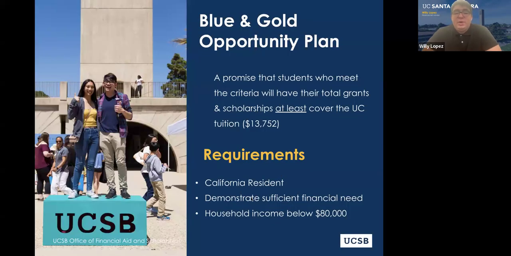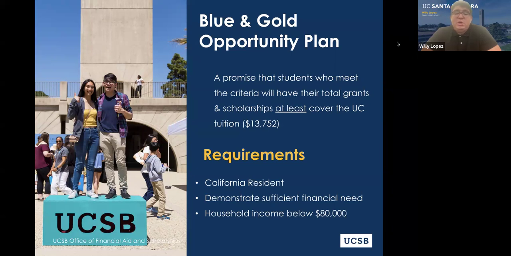So one other point that we want to point out is the Blue and Gold Opportunity Plan, a promise that students who meet the criteria will have the total grant and scholarships at least cover the UC tuition. Now, most of these students that have these requirements all qualify for either Cal Grant, Pell Grant, or some form of UCSB scholarship. So this is just for the rare case scenarios of students that do meet the criteria of needing financial aid, but don't qualify for Cal Grant, Pell Grant, or UCSB scholarships. And that's how we fill in the Blue and Gold Opportunity Plan.